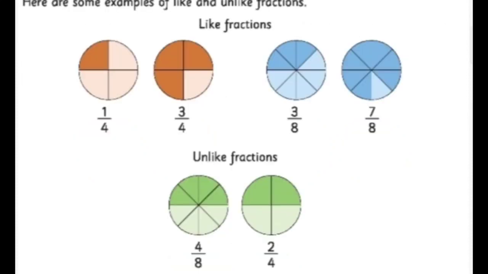Observe the next set of fractions, 4/8 and 2/4. In these two fractions, the denominators are different. So, we can call these fractions unlike fractions. Unlike fractions means the fractions which have different denominators. Here in the first fraction, the denominator is 8 and in the other fraction, the denominator is 4.